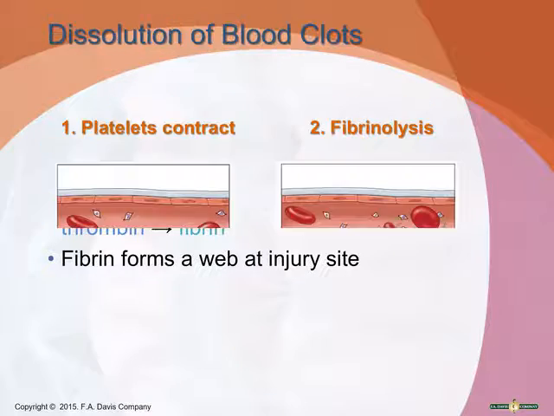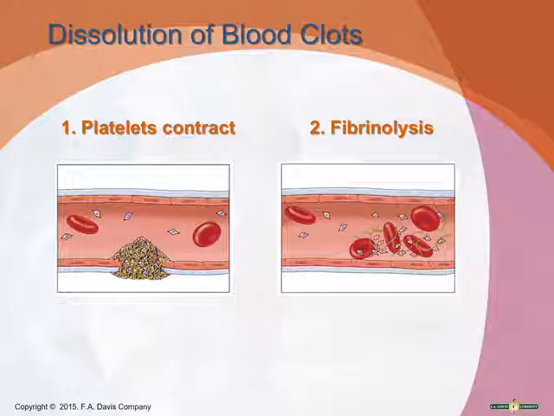So it has been formed, and then we need to dissolve that blood clot. Soon after the blood clot forms, platelets trapped within the fibrin web contract. They pull the edges of the damaged vessel closer together. After the vessel is healed, then there's a chain of reactions that converts plasminogen, which is an inactive plasma protein, into plasmin. Plasmin then dissolves the fibrin meshwork and the clot breaks up. This is what we call fibrinolysis.